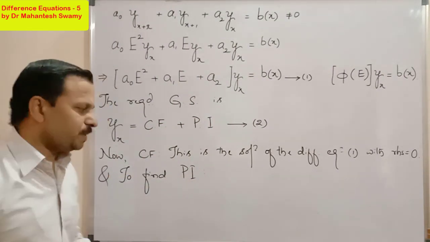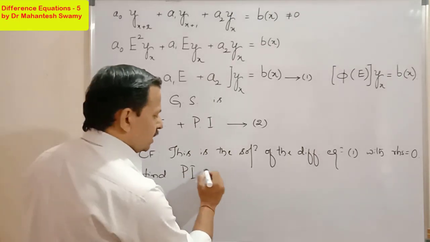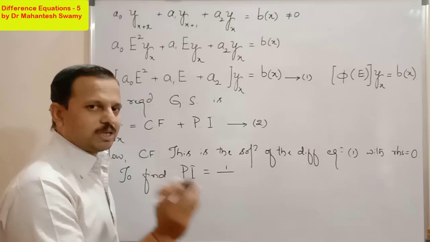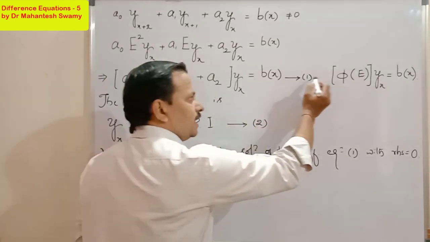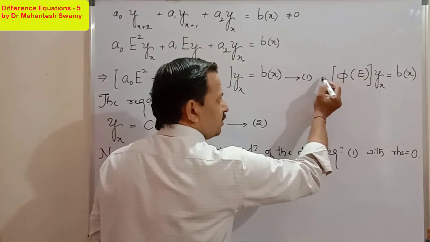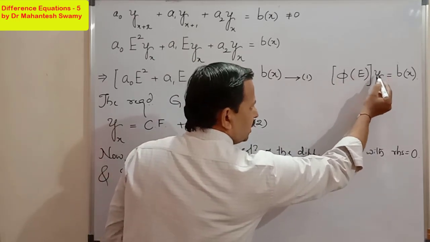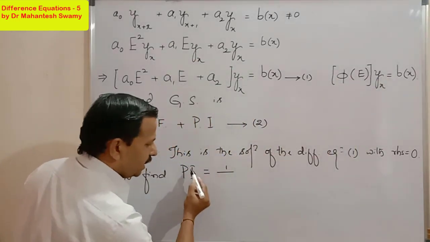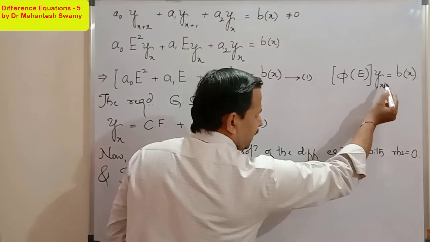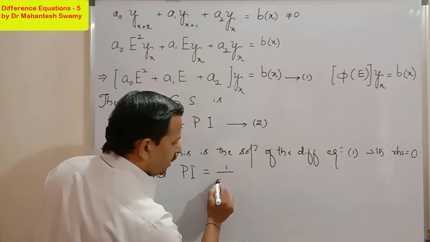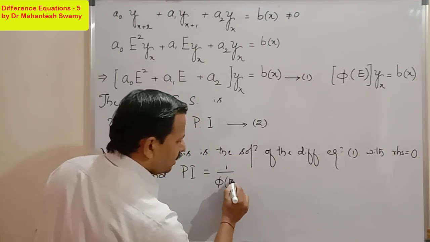So what actually is this PI? PI is equal to 1 divided by, by looking at equation number 1, this is equation number 1. By looking at equation number 1, the unknown in this case is the particular integral. So keeping the unknown as it is and taking phi of e to that side, it becomes 1 divided by phi of e.